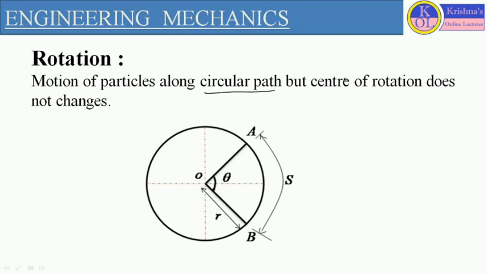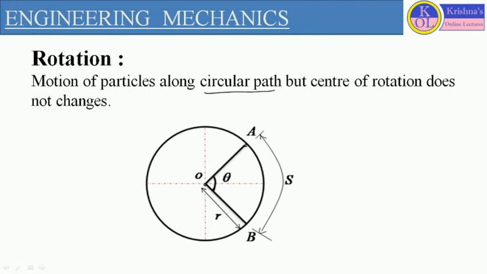The center of rotation is not changed for the circular path, and the particle will move along the periphery of the circle. It means the particle is rotating about one geometric axis, and that axis is passing through the center of the circle. For example, if we have here one circle and we consider this circle as a circular path or curved path, the circle has one center O only, and its center does not change.